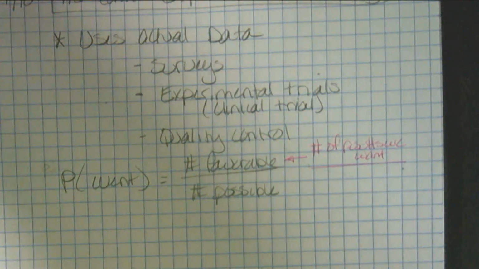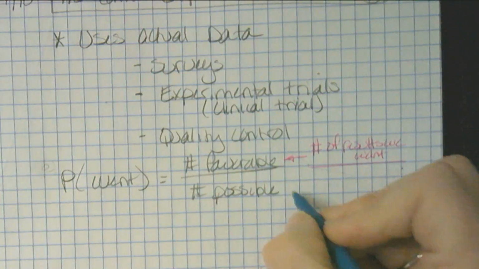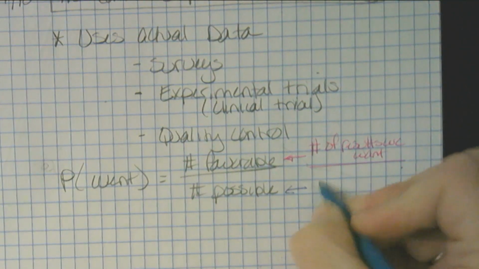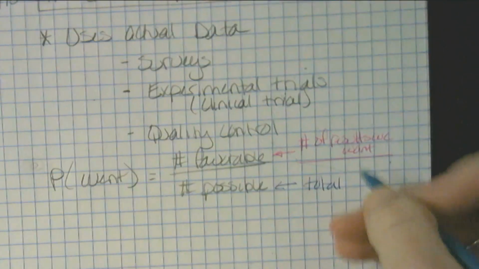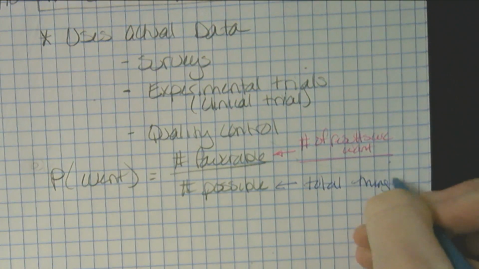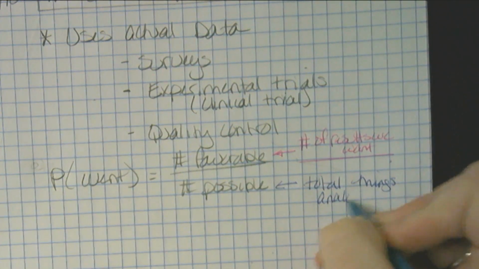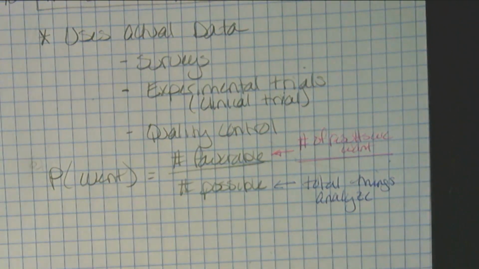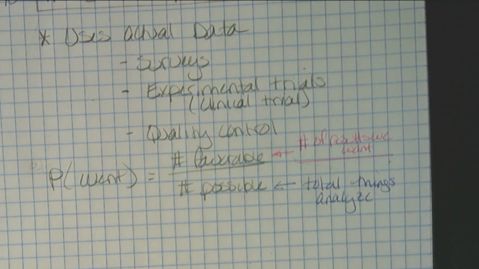All right, our number possible, these are the total things analyzed. If it's people, it's the total number of people in the trial. If we're checking for defects of pencils, it's the total number of pencils that we check to see if they were defective or not. Okay, so that's what favorable and possible mean with regards to experimental probability.